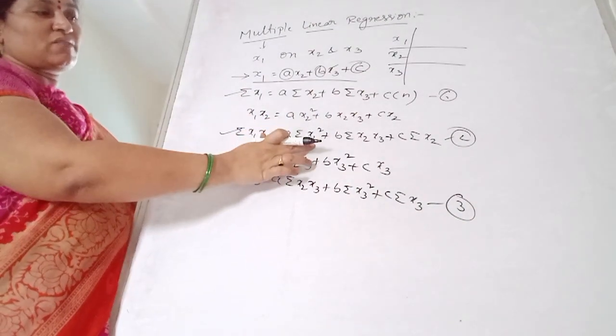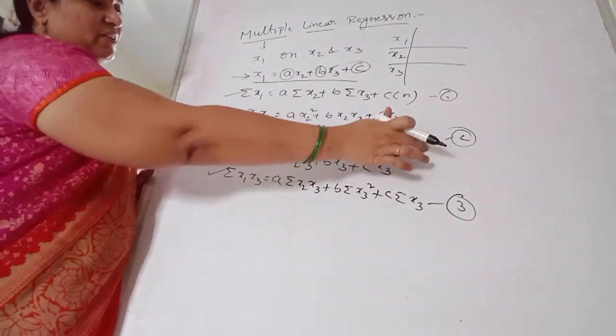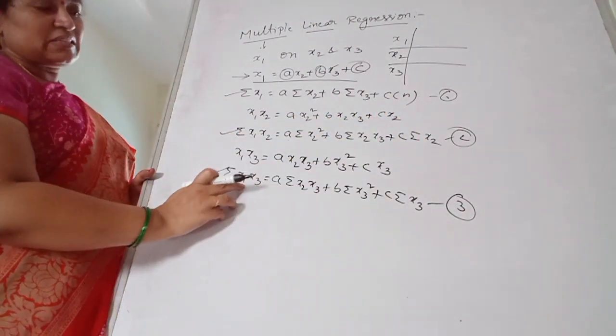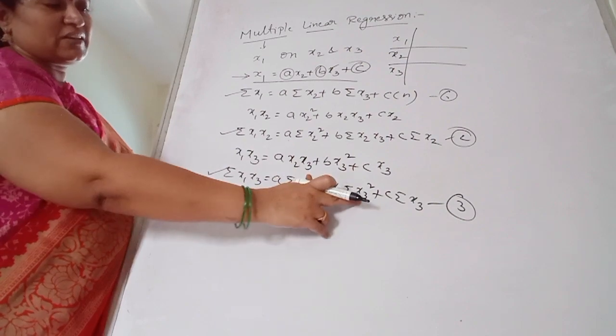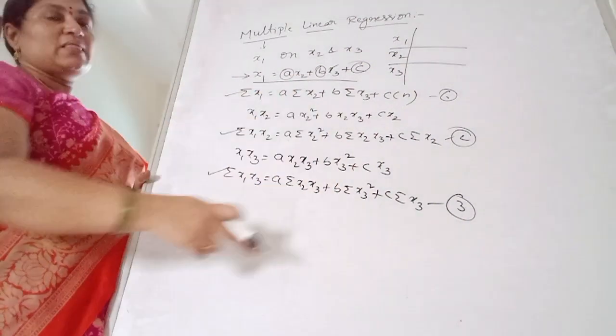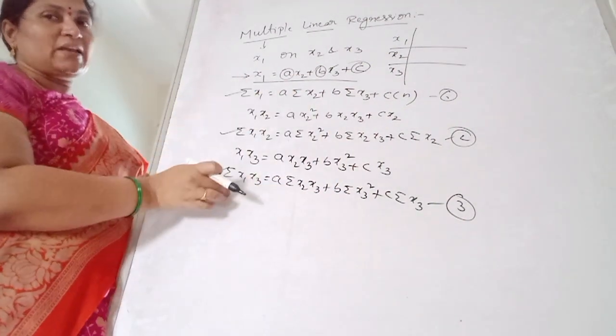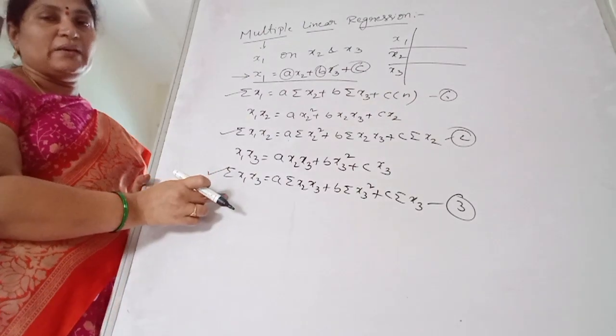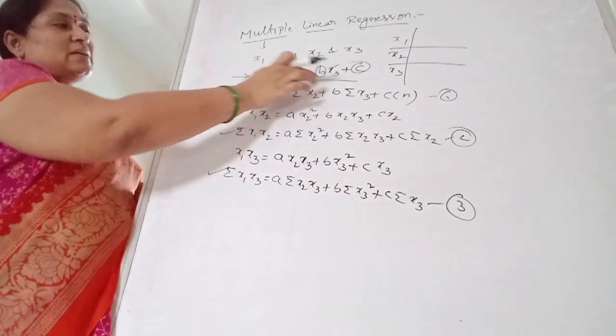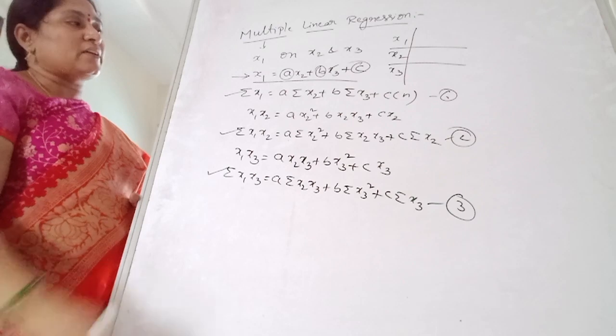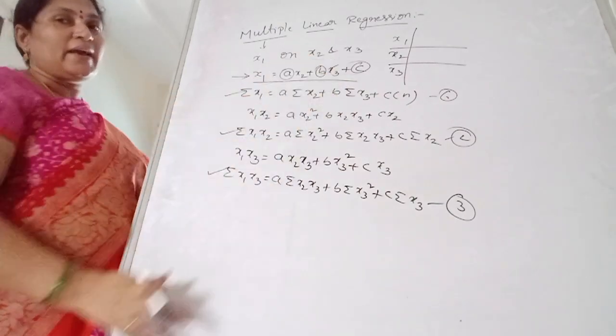Next summation of x2 square, summation of x2 x3, next summation of x1 x3, summation of x2 x3, summation of x3 square. So now substitute all these values and solve these three normal equations. We get the values of a, b, c. And then substitute this a, b, c values here. That is the regression line of x1 on x2 and x3.